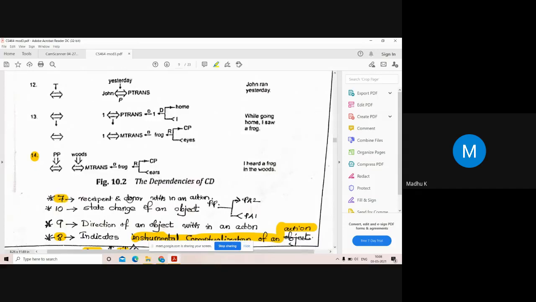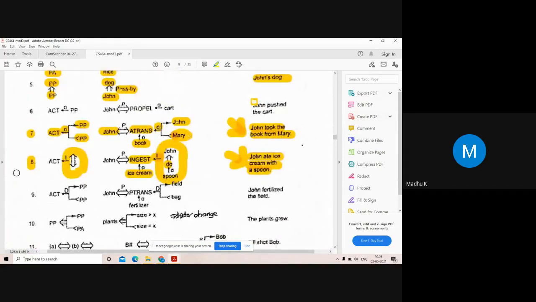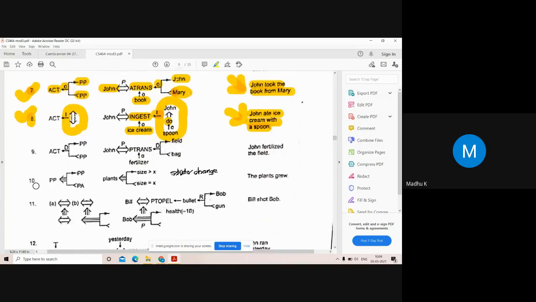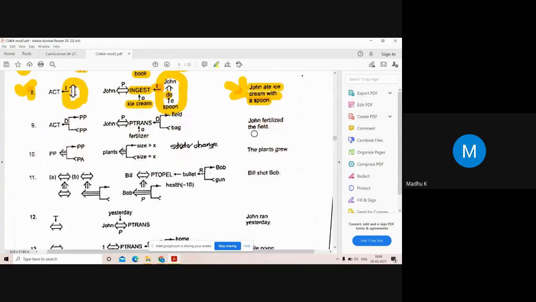The 7th rule is recipient and donor with an action. So this is another rule, the 8th rule, and the 7th rule. 7 and 8 are very important rules. Then next is John fertilized the field. This is the sentence you want to represent.